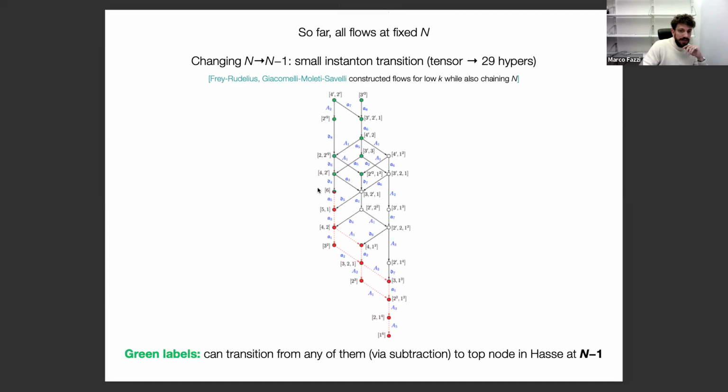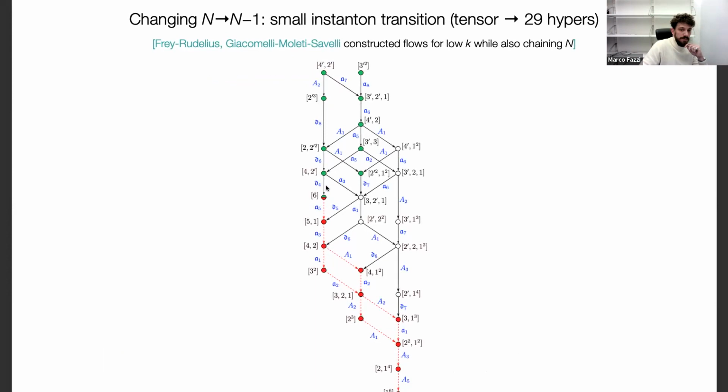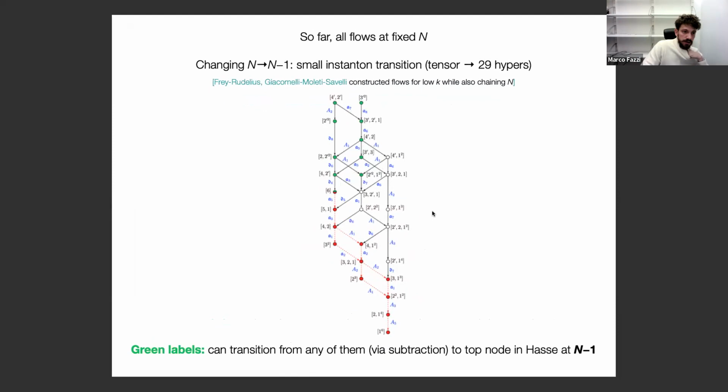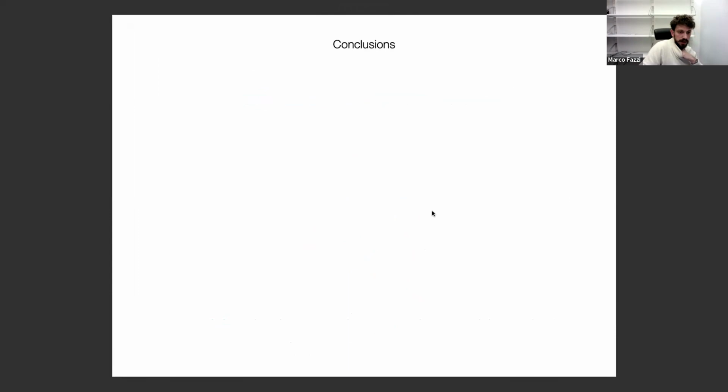And the meaning of the green labels here is precisely that of identifying all Kac labels from which you can transition now to the same Hasse diagram, but with n changed into n minus 1. Okay, so what we do is you now take the magnetic quivers for these nodes, you then take the magnetic quivers for, again, the same Kac labels, but with n swapped with n minus 1, you compute the subtractions and realize that you can only flow to the Hasse at n minus 1, not from all points, but rather only from the green points. Okay. So that's the meaning of the green decoration in the flows, sorry, in the hierarchies that you will see in the paper. So let me conclude and then get back to the conjecture.